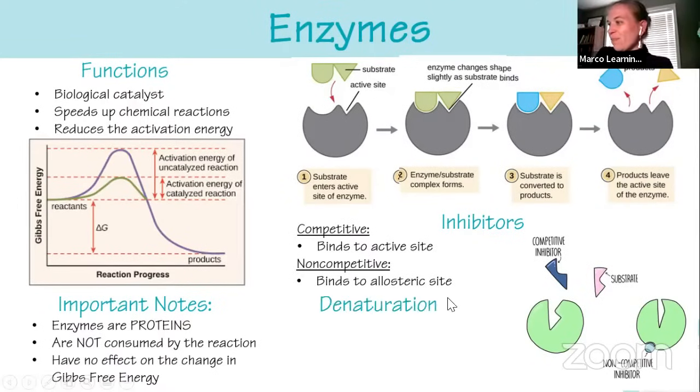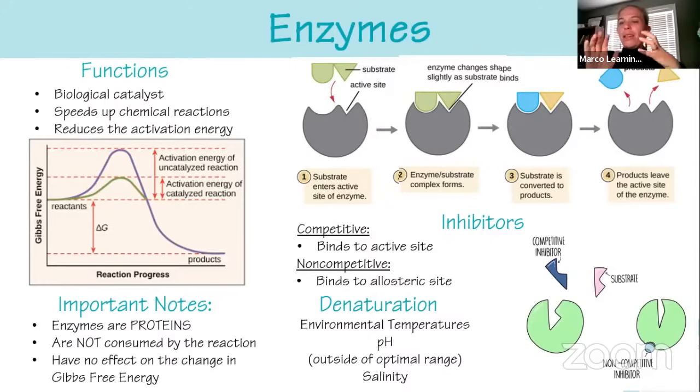And so back to denaturation. In denaturation, what happens is that we're going to cause an unraveling of our protein. Enzymes are proteins. And so if we see that secondary, tertiary, or quaternary structure break any of its bonds and it unravels, that's called denaturation.